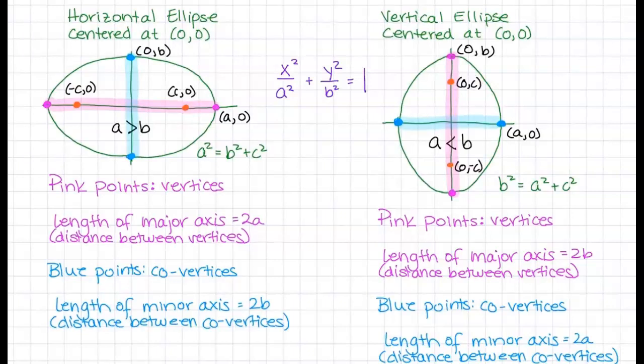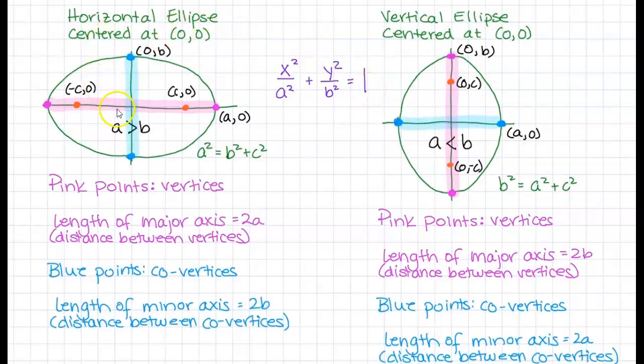So let's look at the formula and the parts of an ellipse in a little more detail. On this slide, we can see that both of these ellipses have the same equation right here, which, when they're centered at the origin, is what it is. Notice that the standard form for an ellipse always equals 1. That's going to be important when we do our practice problems.